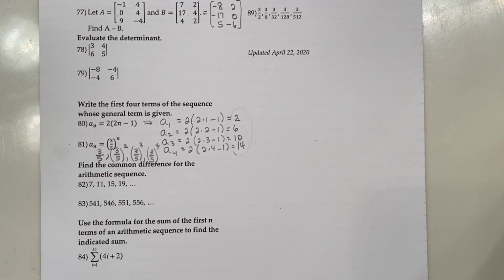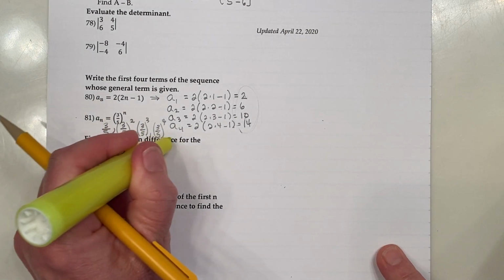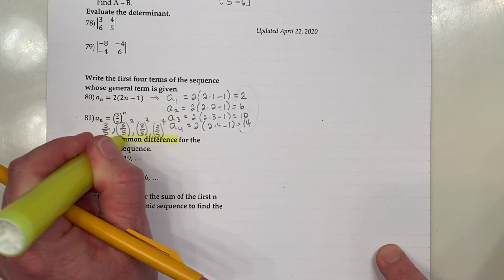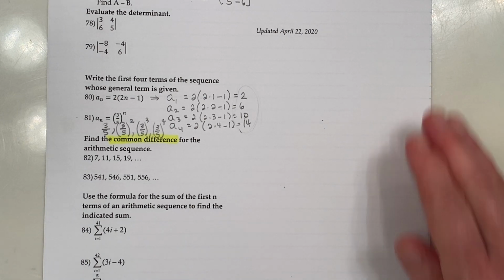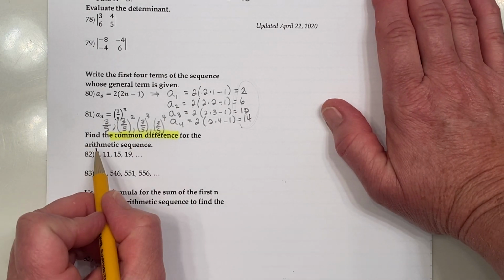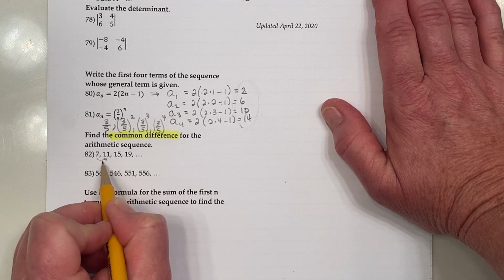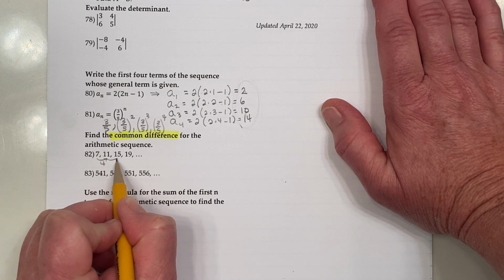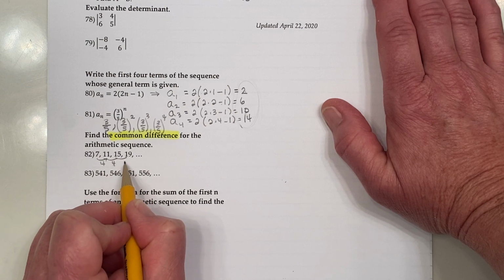All right, 82 and 83. Find the common difference. So when we read those words, that should tell us, oh, these are arithmetic sequences, because that terminology, common difference, is associated with arithmetic sequences. Okay, and it does go on to say for the arithmetic sequence. So what are we adding every time to produce the next number? Well, by inspection, I know that's 4.